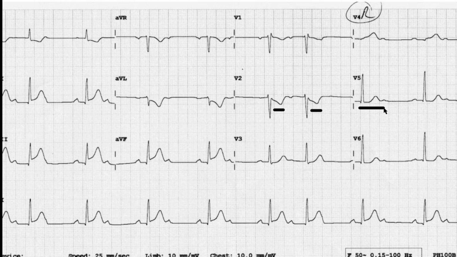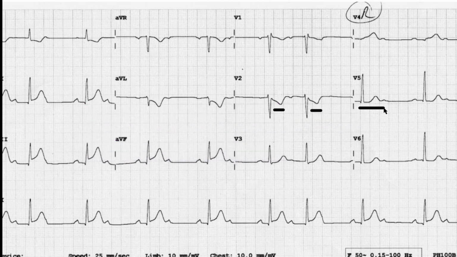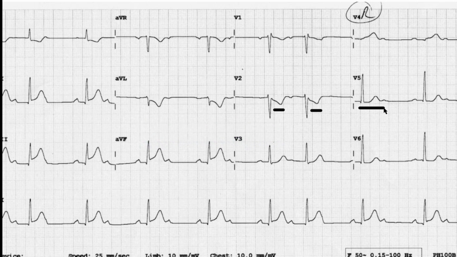If you can transfer the patient to another facility which has primary PCI available, then you should transfer the patient to that facility. Otherwise, if you think that you cannot transfer the patient to a primary PCI facility within 120 minutes, then you should go with thrombolysis if there are no contraindications. But if there are contraindications to thrombolysis, then you should shift the patient to a primary PCI facility.